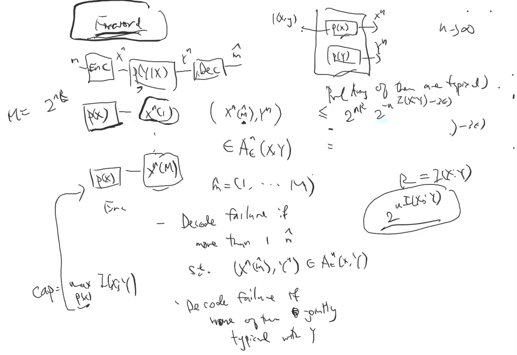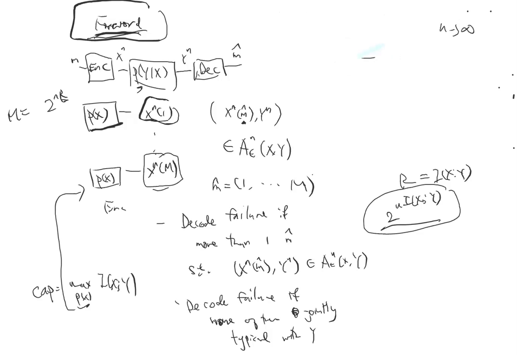So now let's analyze this error probability. The probability of error will be bounded by several different cases, right? Again, I will use the union bound. I can say this decoding failure case 1, and I have P_E1, right? And I will have case 2.